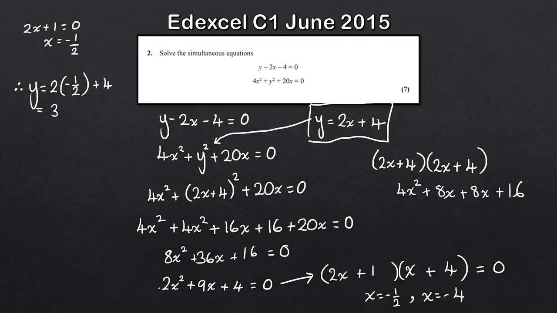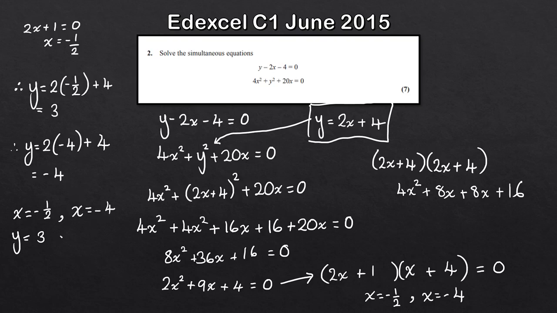Okay, and then we repeat this again with minus 4, so therefore y is equal to 2 lots of minus 4, and then plus 4. So 2 times minus 4 will give me minus 8, plus the 4, that just gives us minus 4 there. Okay, so if we present our solutions here, what I get is x equals minus a half. With minus a half, we get y equals 3. And when x equals minus 4, we get y equals minus 4 as well.